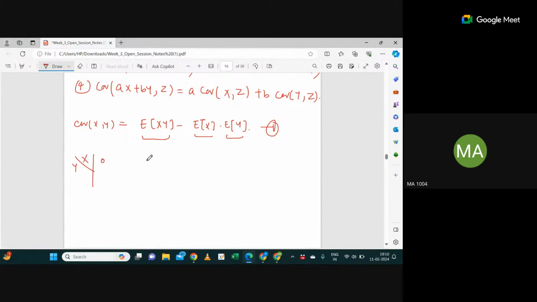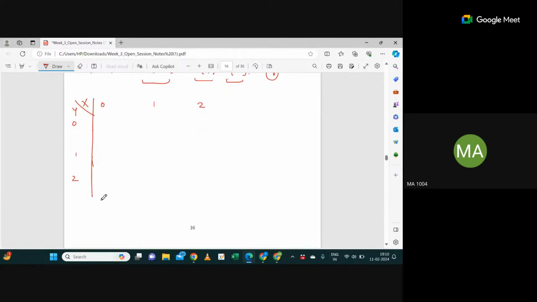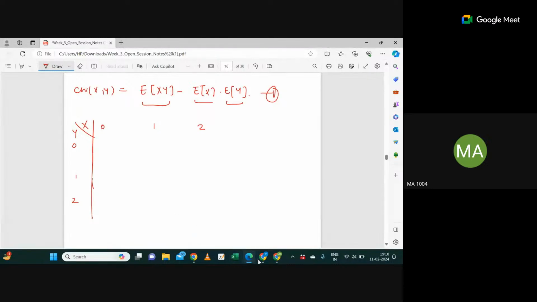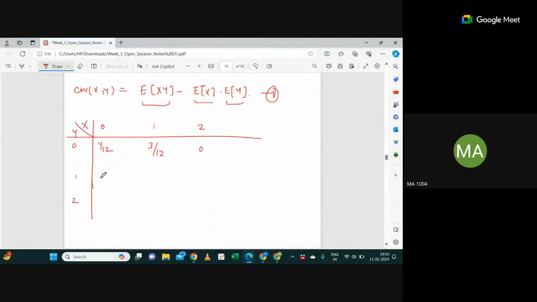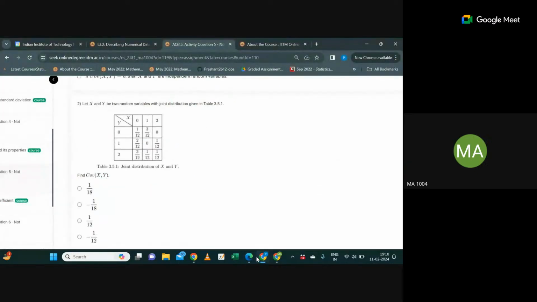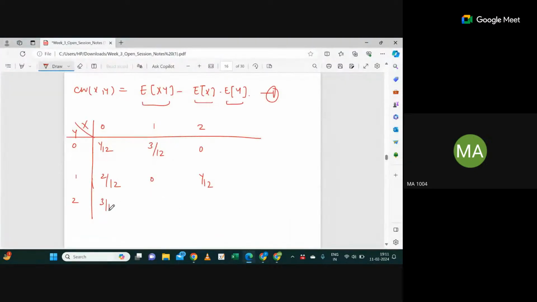Anyone can tell me the values. What is the probability for 0, 0? It is 1 by 12, 3 by 12, 0. Then 1 by 12, 3 by 12, 0. Then 2 by 12, 0, 1 by 12. Then 3 by 12, 1 by 12.